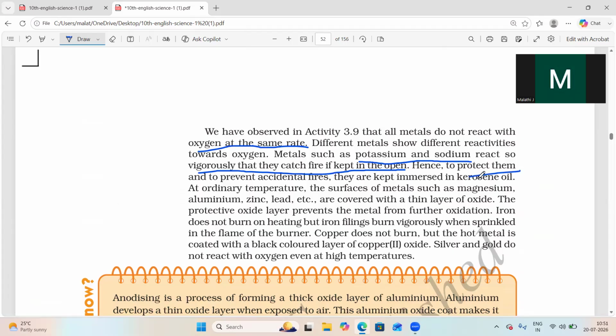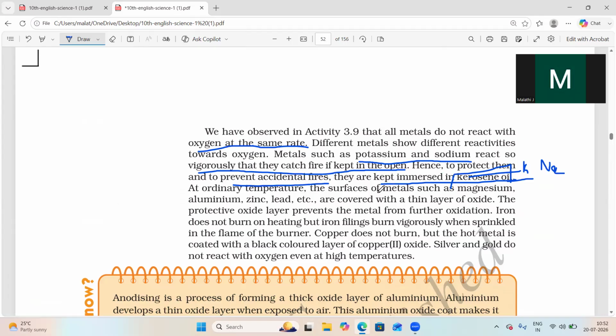To prevent accidents, we can immerse these two metals in kerosene. So here one important question they will ask: why are potassium and sodium stored in kerosene? They are stored in kerosene because, when kept open, they react very vigorously with oxygen and catch fire.